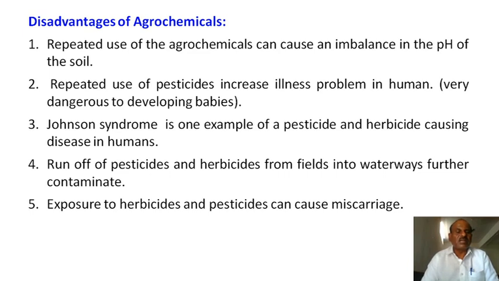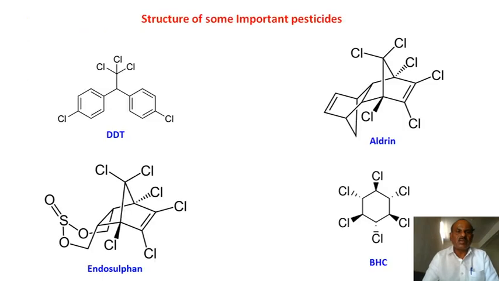Also, some types of herbicides remain intact in the body and directly cause strong effects. Some examples are DDT, Aldrin, Endosulfan, and BHC. They were traditionally used. Today also, some pesticides are used to control different diseases. Today there are also modifications.